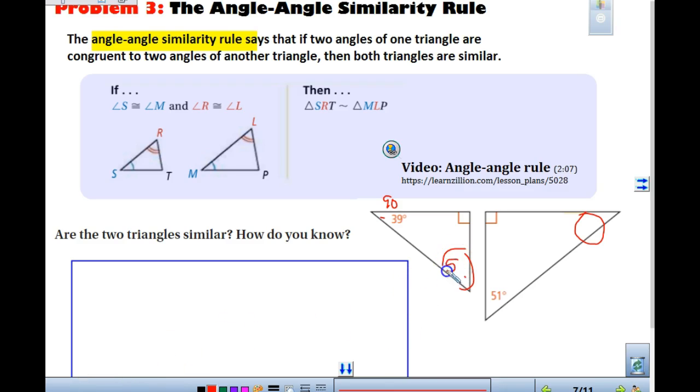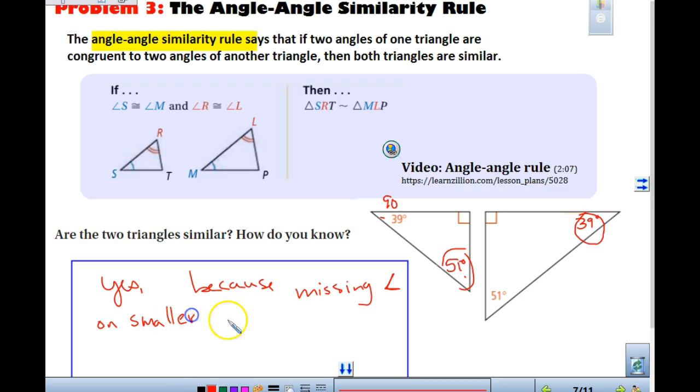We're looking at this one, we have 51 degrees. Here we're going to take 90 minus 51, so it means it should be 39. Are the two triangles similar? We are going to put yes. Our reason, because the missing angle, and if you want to use this symbol instead of writing out the word angle, I'm okay with that. On the smaller triangle, you should be writing this. Some of you are moving your pencil if you don't have anything like this. Smaller triangle must be 51 degrees.